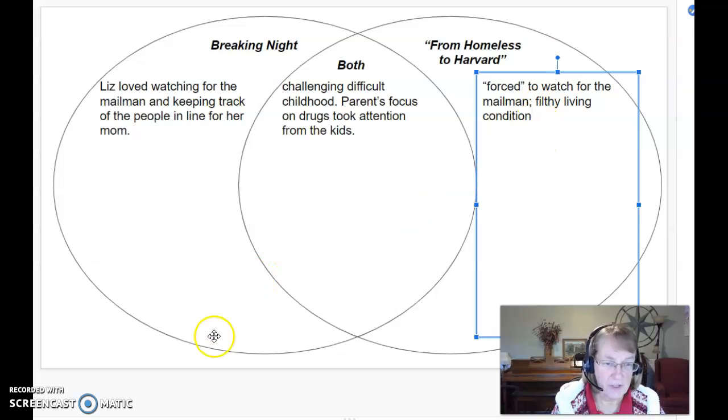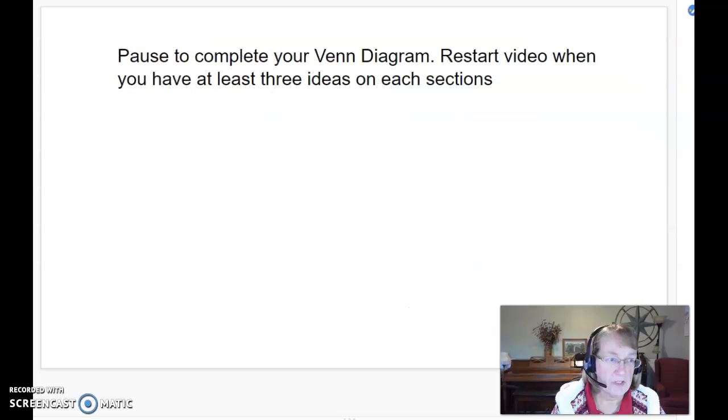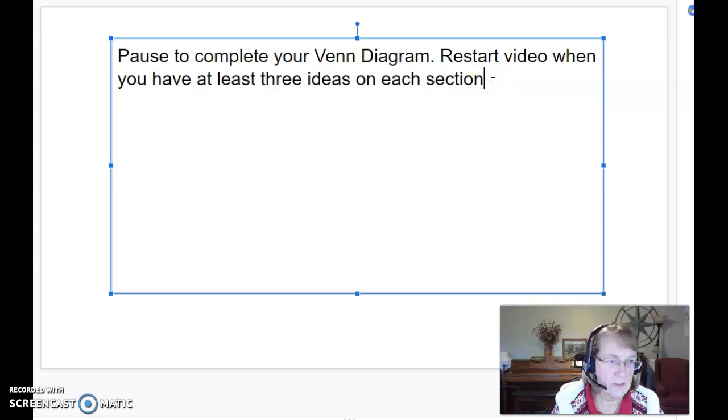I want you, when the kids come in the room, to have this up. Pause the video in the second, third, and fourth hour, and complete the Venn diagram, and they'll know what to do. And then when you've got at least 3 ideas in each of the sections, then start it up again.